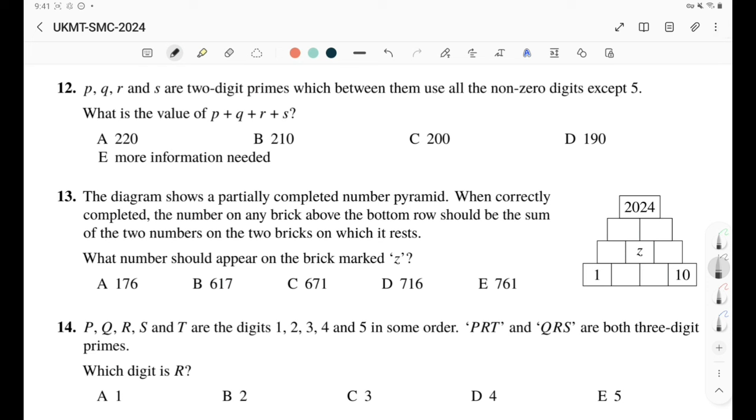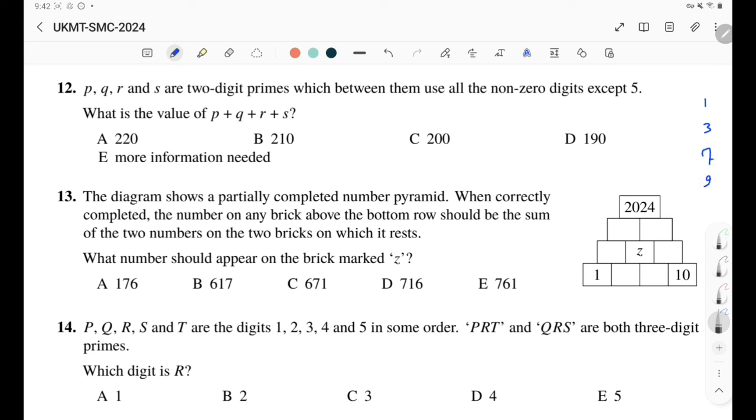They're telling us that they use all non-zero digits except 5. We need to calculate P plus Q plus R plus S. Okay, so we have 4 numbers. Each single number is 2 digits. So in total, we have 8 digits. And we don't have 5, and they're non-zero, so we don't have 0, of course. So let's focus on that. Right now, we have a 2-digit number, and it's prime. So we know, of course, any prime is odd. So that means we already have all the odd numbers. So we can write them as the units: 1, 3, 5 is not there, so we have 7, and we have 9.